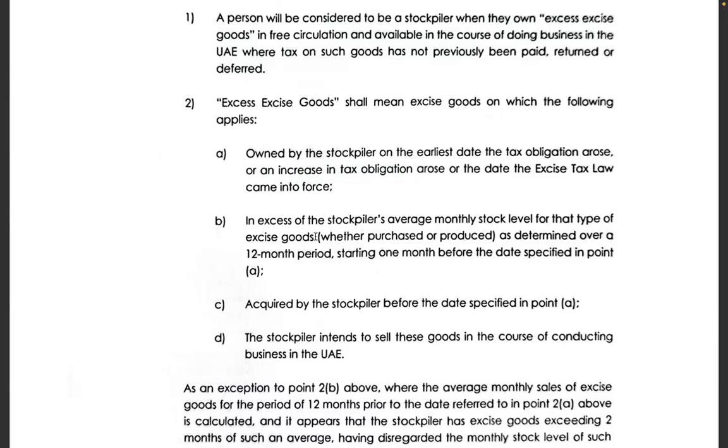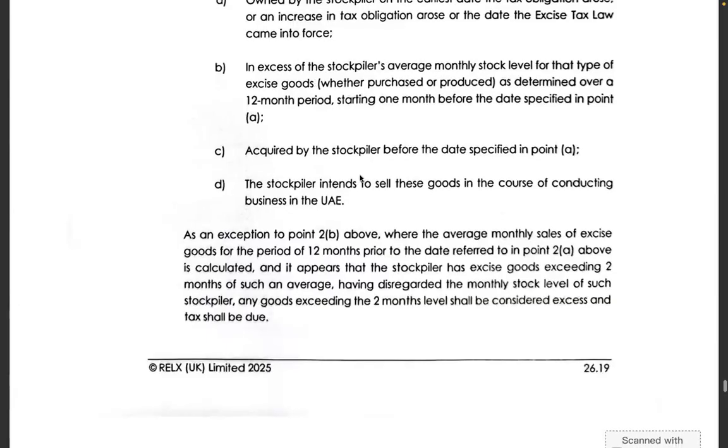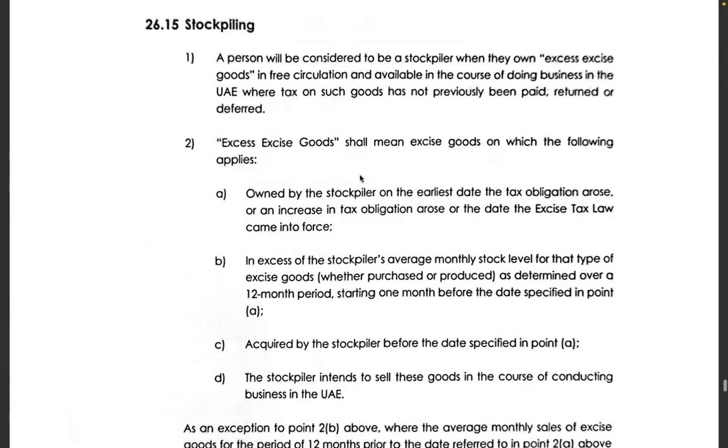That particular over and above is actually the excess excise goods acquired by the stockpiler before the date specified in point A. So these goods were acquired before the triggering of the tax obligation, and the stockpiler intends to sell these goods in the course of conducting business. So that was the concept of stockpiling.